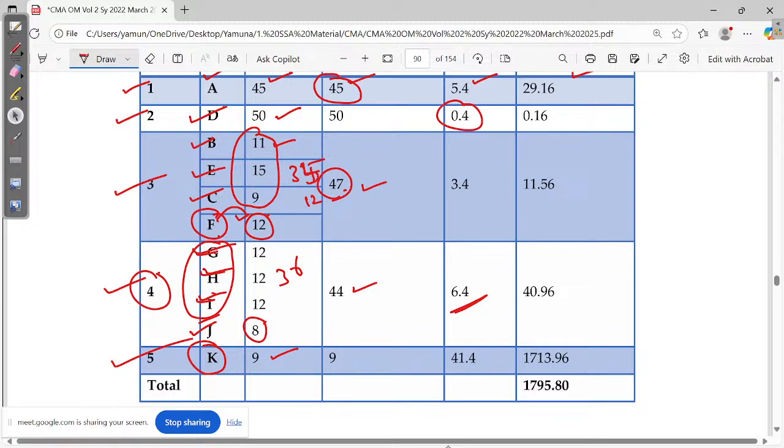So theoretically, we need 4 workstations, but practically, it's not possible. So we are adding one more workstation. A job cannot be split. When putting in a screw, you cannot say you put half the screw and I put half the screw. So practically, we need 5 workstations.